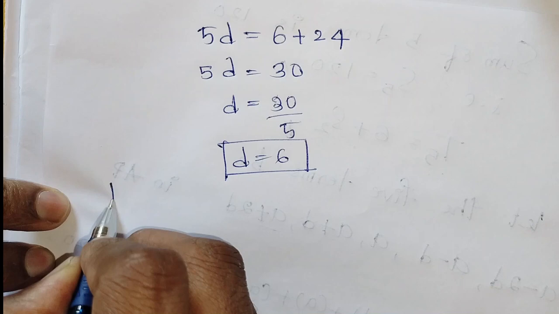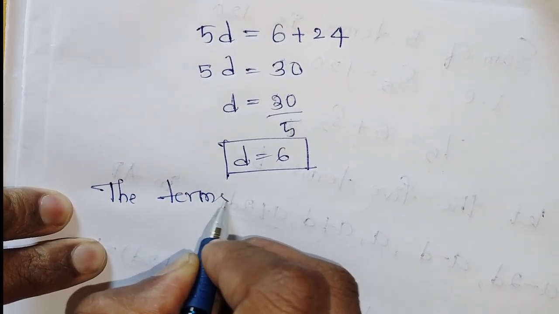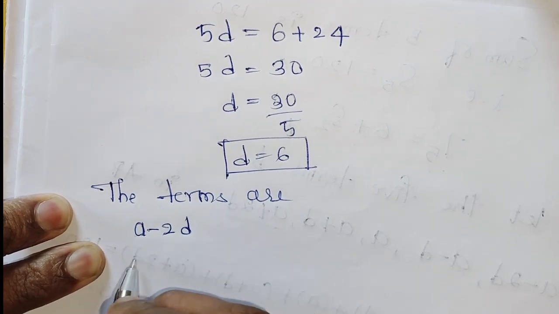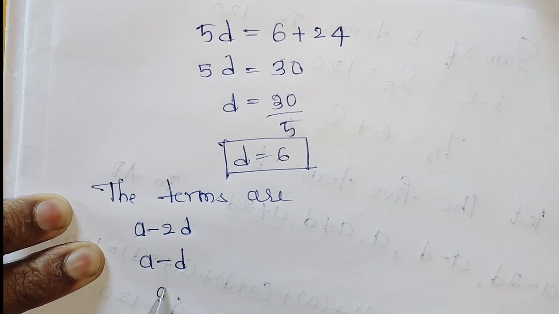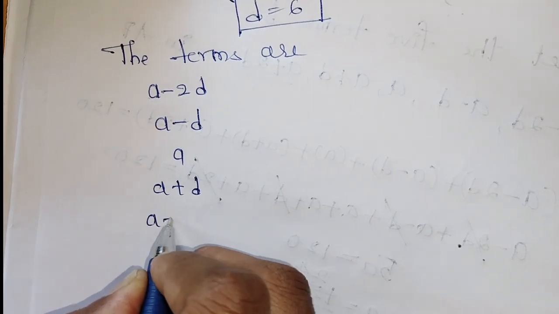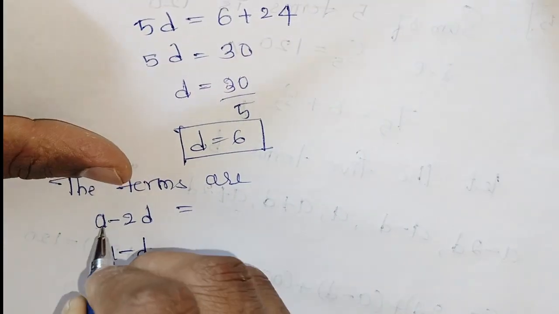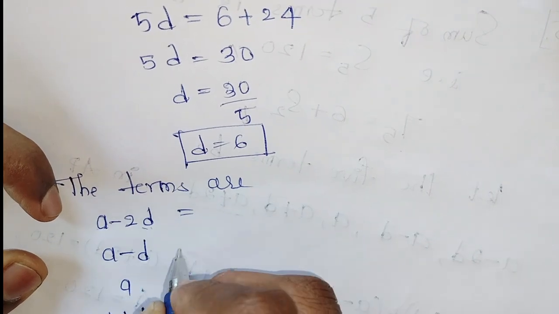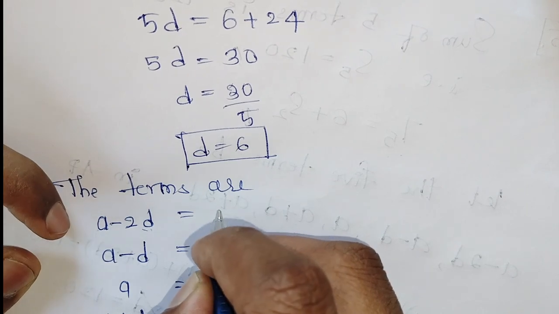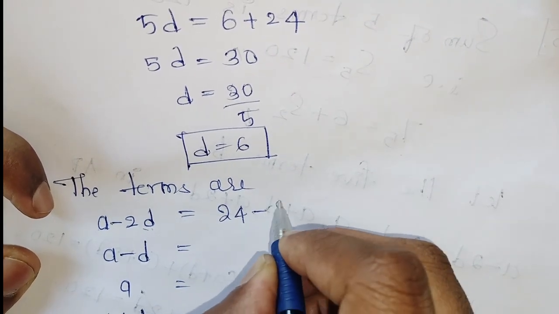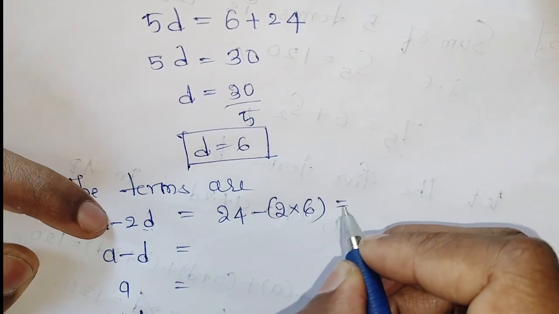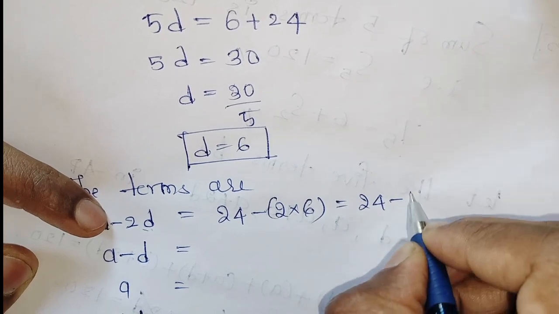Here the terms are a minus 2d, a minus d, a plus d, and a plus 2d. Okay, we have to substitute the values for a and d so that we can find these terms. Okay, a minus 2d is 24 minus 2 times 6 equals 24 minus 12 equals 12.